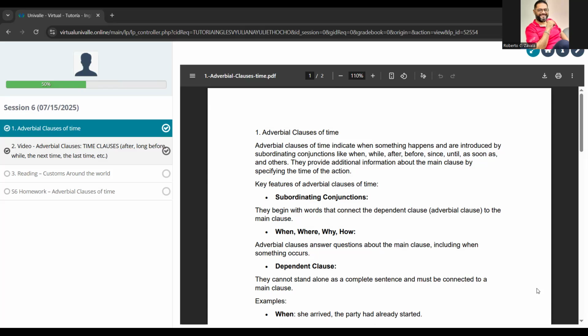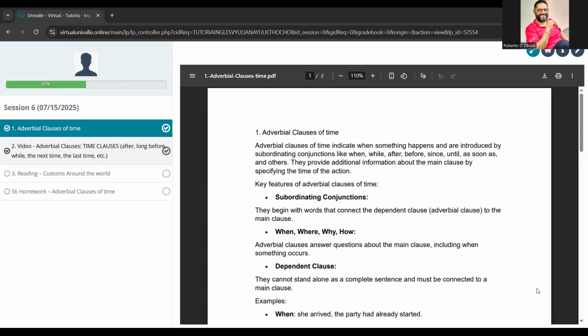It says adverbial clauses of time. Adverbial clauses of time indicate when something happens and are introduced by subordinating conjunctions like when, while, after, before, since, until, as soon as, and others. They provide additional information about the main clause by specifying the time of the action. Key features of adverbial clauses of time: subordinating conjunctions.